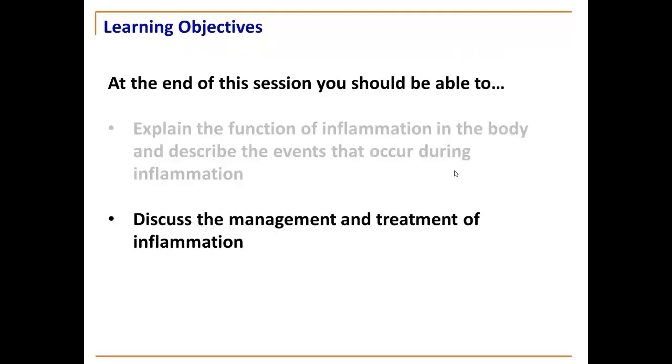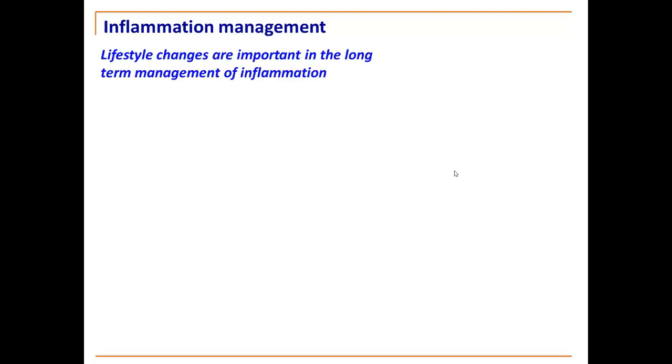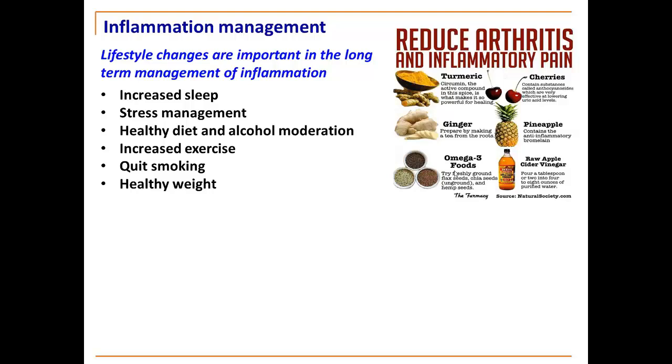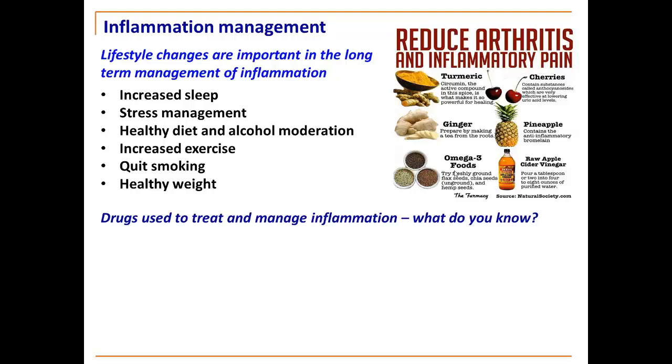So the final part we're going to do is look at the management and treatment of inflammation. So of course, lifestyle changes are important in the long-term management of inflammation, in particular when you're thinking about chronic inflammation. And as I've said, you want to increase your sleep or have higher quality sleep, stress management, healthy diet, alcohol moderation, increased exercise, quit smoking, healthy weight, all the things that we can modify ourselves. But we do use drugs to treat and manage inflammation. What drugs do you know about that are anti-inflammatory? So press pause and just list the general type of drug.